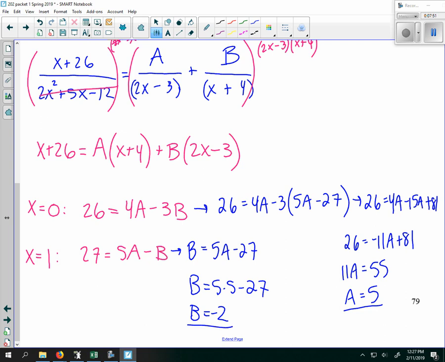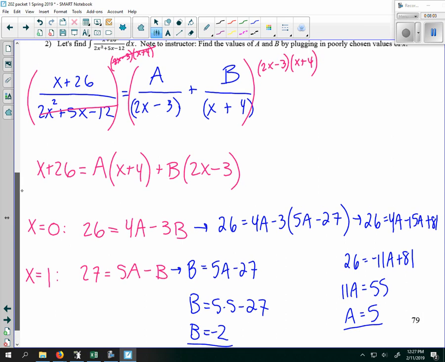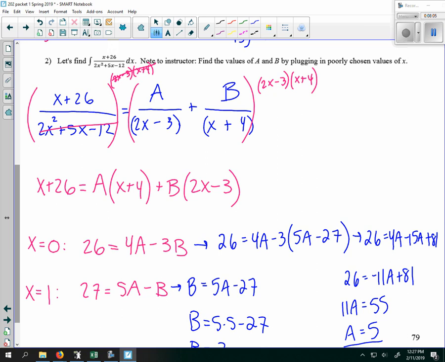All right, so I have done nothing so far to solve the integral. All I did was rewrite the integrand as a sum of two fractions. So now I know that a is 5 and b is negative 2. So I was able to rewrite the integrand as a sum of two fractions. So I need a little more space. We can go to a new page.